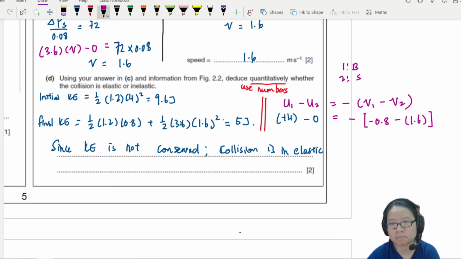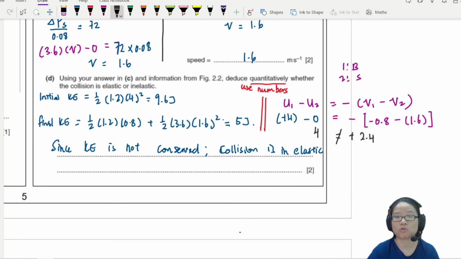So is it the same? On one side here, you have 4. On the other side here, you will have positive 2, 1.6 plus 0.8. Right? Too many negative signs. 2.4. And they are not equal, right?